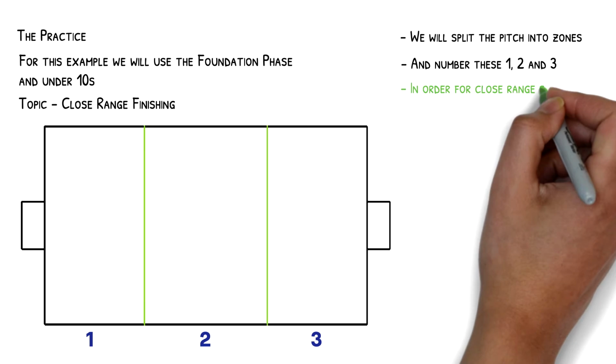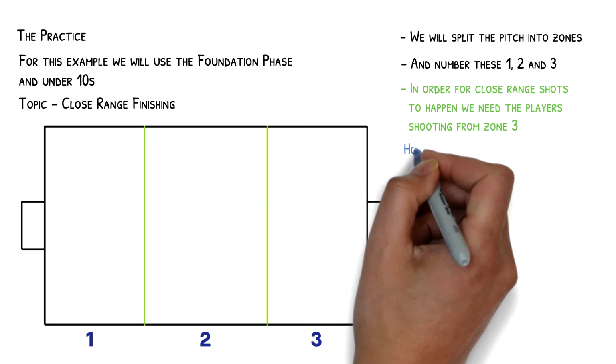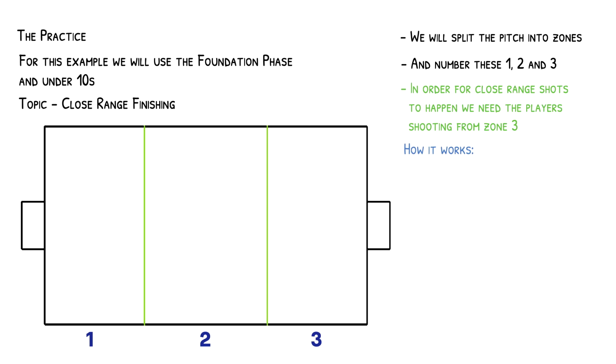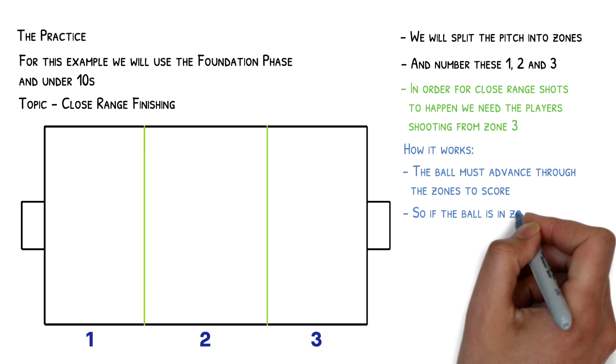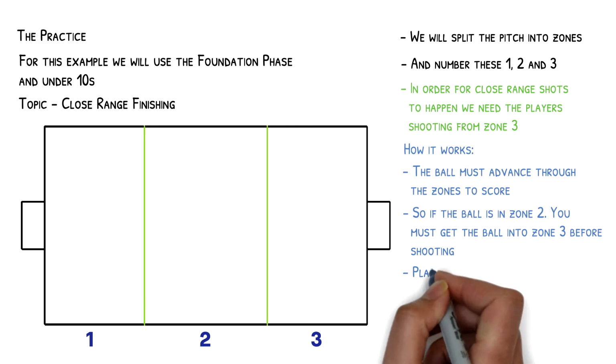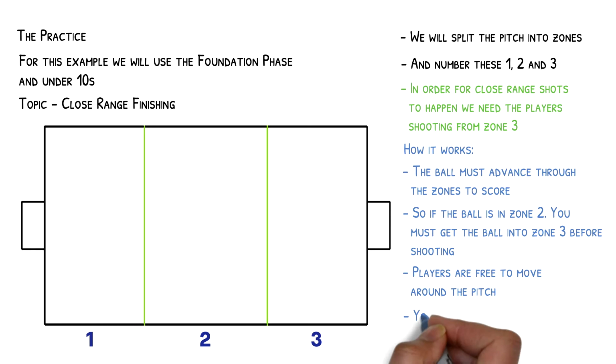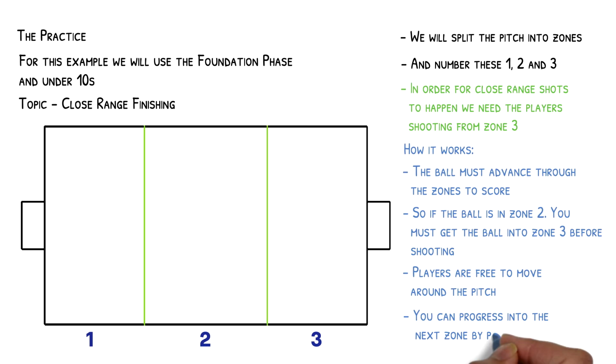In order for close range shots to happen, we need the players shooting from zone 3. How it works. The ball must advance through the zones to score. So if the ball is in zone 2, you must get the ball into zone 3 before shooting. Players are free to move around the pitch. You can progress into the next zone by passing or dribbling.